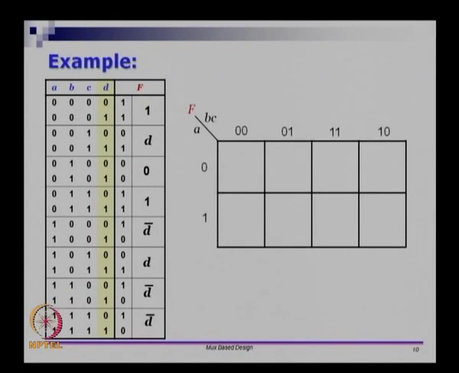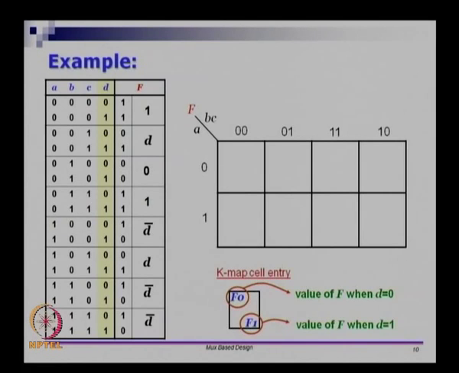Let us see another way to think about the same problem. Instead of a 4 variable K-map, I am going to use a 3 variable K-map, using only A, B and C. I am not going to use D as an input. I am going to take two rows at a time and do something different. In the left top corner of every cell, I am going to put the value of f when d equal to 0 for that cell, and in the bottom I am going to put the value of f when d equal to 1, corresponding to the combination ABC.